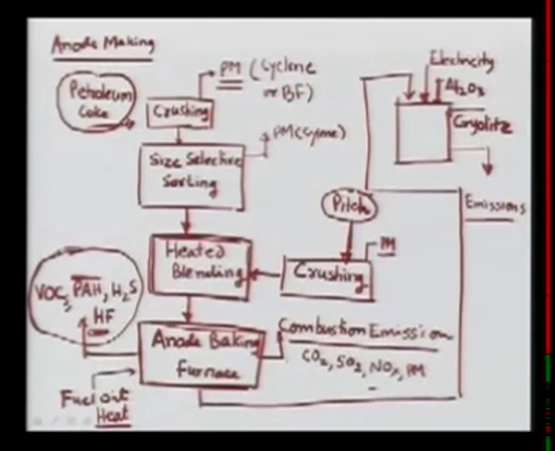Then you can also see that this causes problems with respect to the emission of carbon dioxide, sulfur dioxide, NOx, and some amount of particulate matter. Anyway, once this anode baking is done, as you can see here, these things are supplied back. They need to be taken to the pot where they will be used in the electrolysis and form the anode.